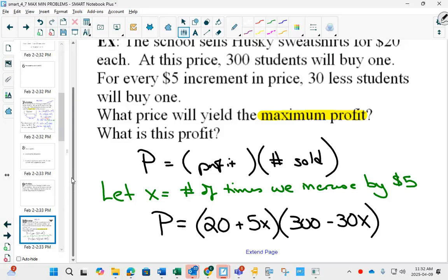This is the hard part, setting up the equation. We have to write it out with words and then think how we're going to use the change. Change of $5 increases the profit, decreases the amount sold, which would change the overall profit.